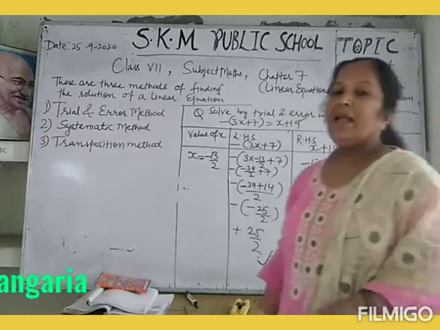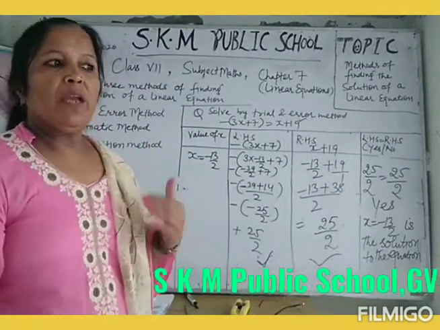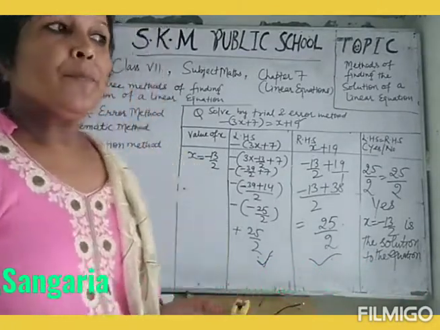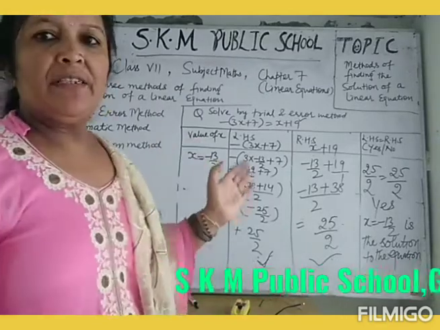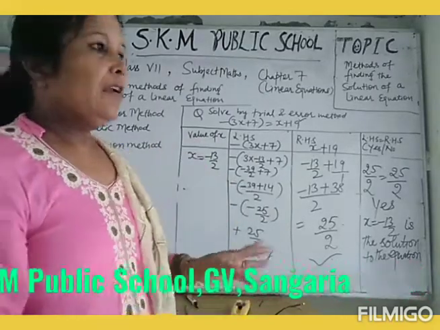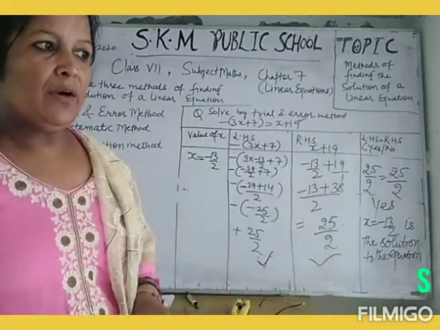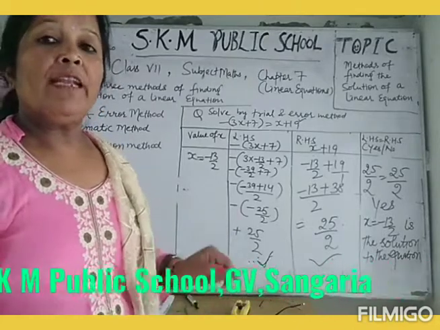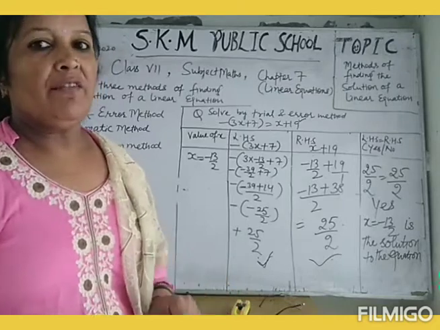Trial and error method is the method in which you give different values to the variable and put those values in the left hand side and right hand side, and when both the sides become equal, then that particular value of the variable will be the solution to the given equation.